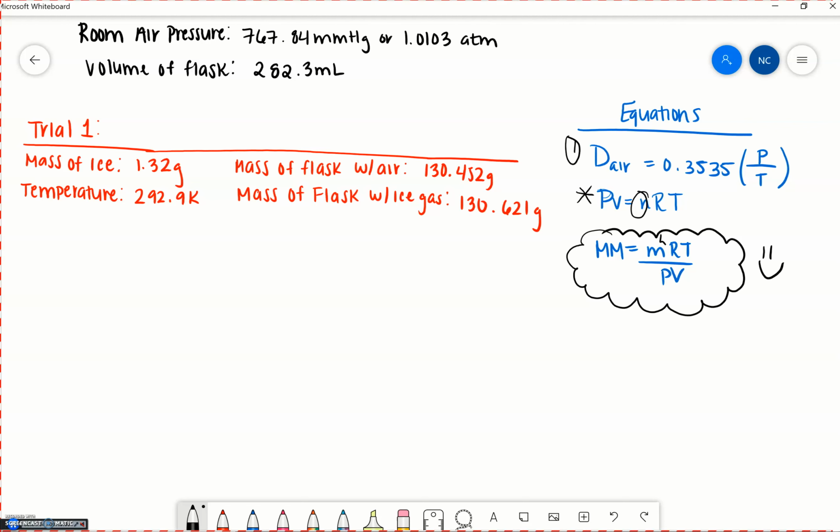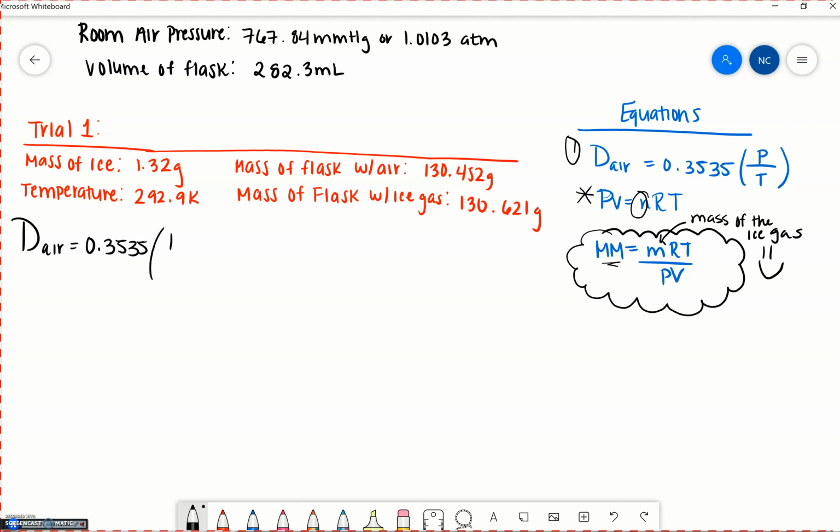So this little m right here, you're going to plug in the mass of the ice gas when you calculate it. And then this right here is the molar mass. So first we're going to calculate the density of air.